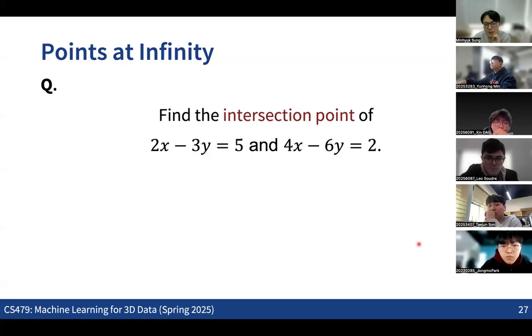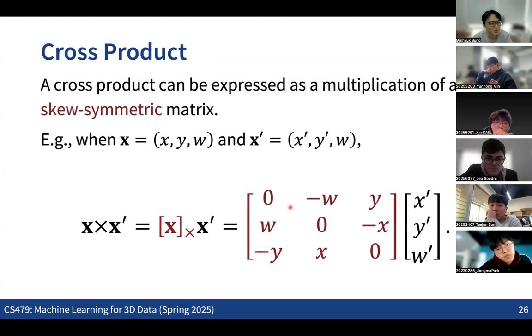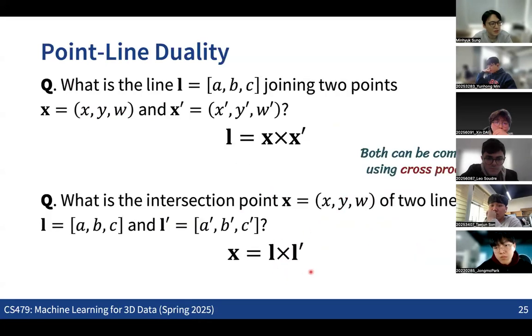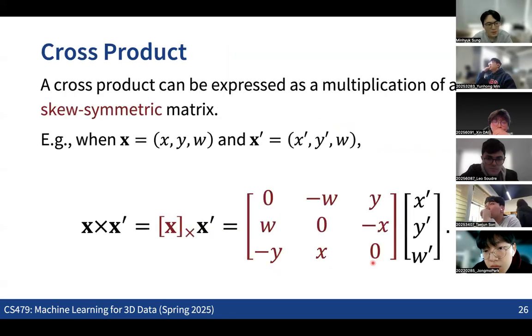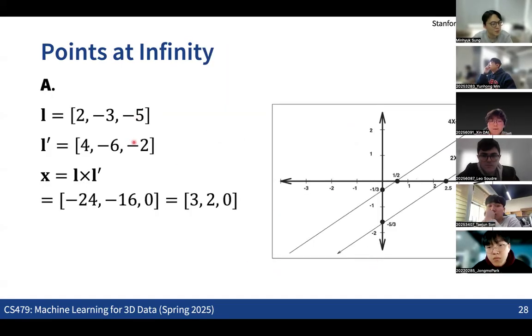So actually, we have seen how to calculate the intersection point of two lines, right? It's a matter of calculating the cross product of the line parameters. So let's calculate the cross product of the two line parameters. Then we can see that we get the intersecting point as a point at infinity. And with the visualization of the two lines, obviously these two are parallel lines.